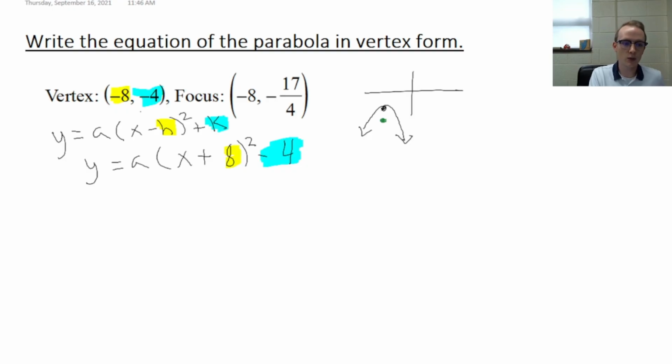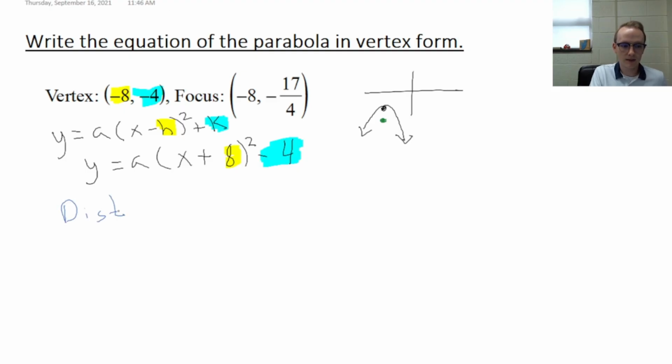Okay, the distance between our vertex and our focus, they have the same x-coordinate. They're both negative 8. So we don't have to worry about that. We really just need to worry about the distance between negative 4 and negative 17 over 4. What is the distance between those two things? Well, that distance is negative 0.25, or negative 1/4. Okay, so the distance between our vertex and our focus.